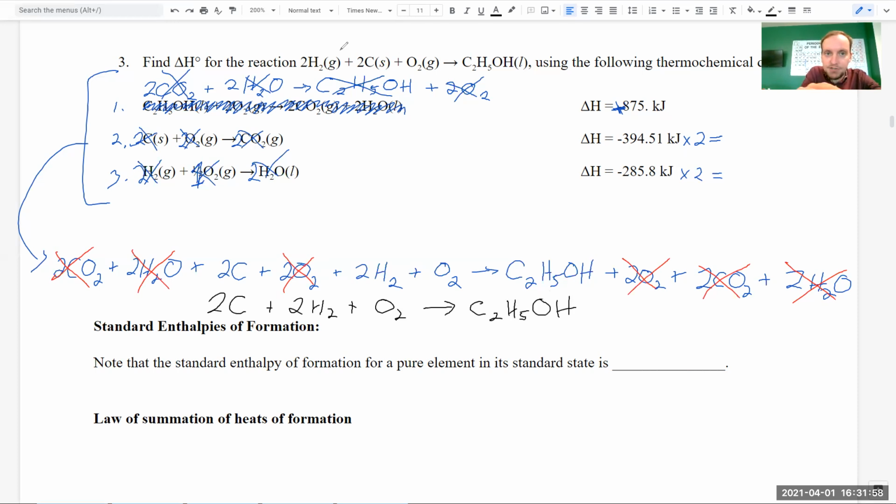So when we're done, we're going to have 2 C's plus 2 hydrogens plus 1 oxygen yields C2H5OH. Does that match this? I sure hope so, and it does. Remember, my reactants do not match exactly in order, but as long as they're on the left side, it doesn't make any difference. So we have done it correctly.